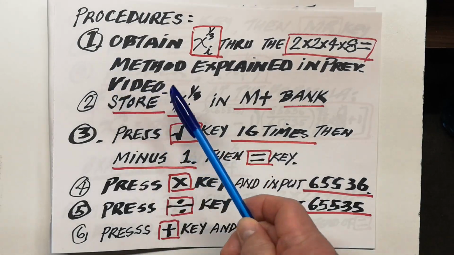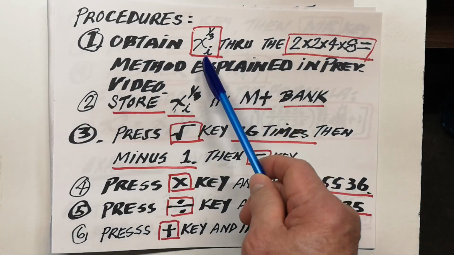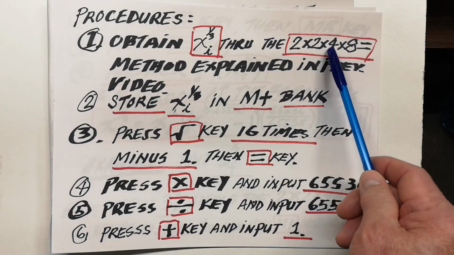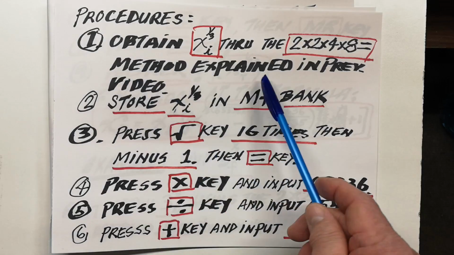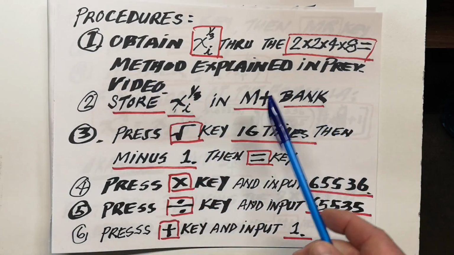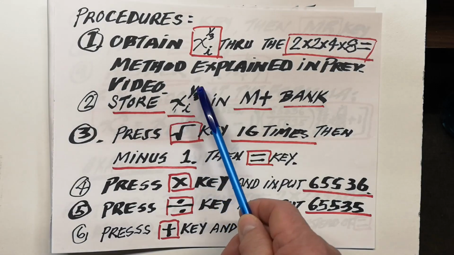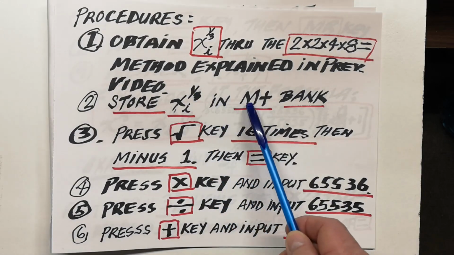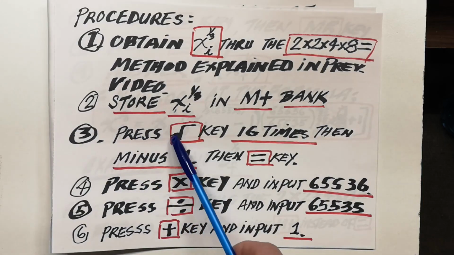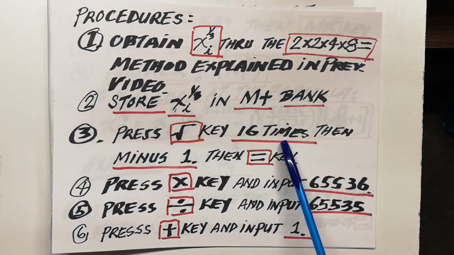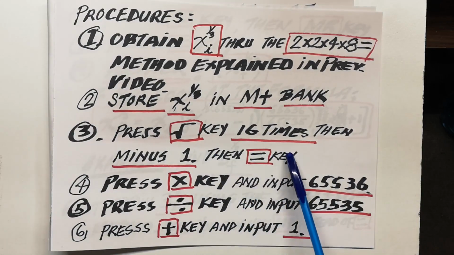The procedure: Number 1, first obtain the cube root of x initial through the 2248 method explained in the previous video. Number 2, store the cube root of x initial in the memory plus bank. Number 3, press the square root key 16 times, then minus 1, then the equal key.